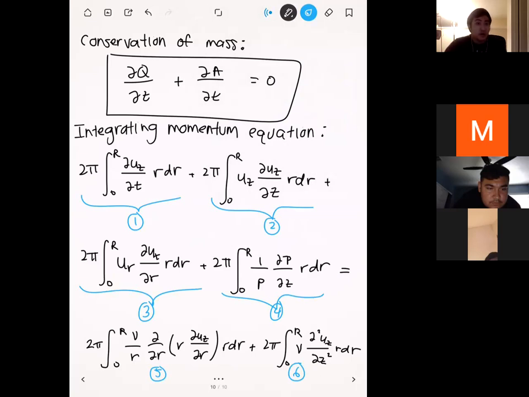Just confirming that that's an equal sign between the integration four and five. Okay. Yes. Yeah. That's an equal sign.